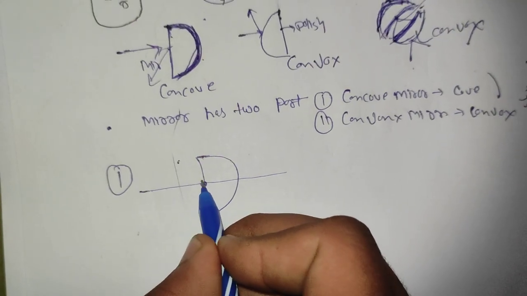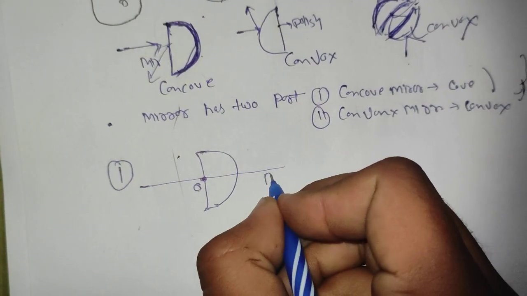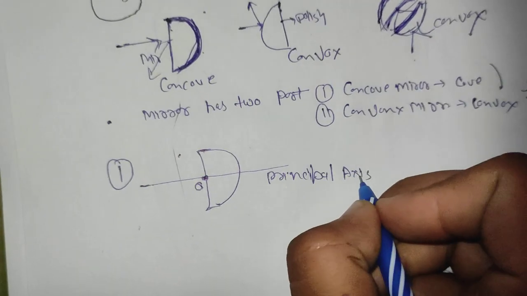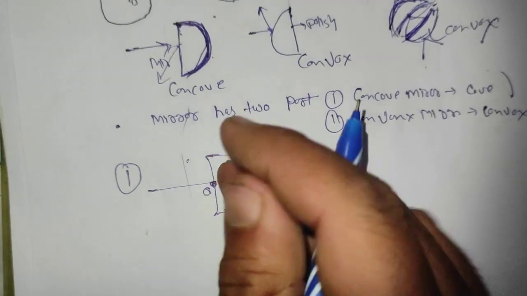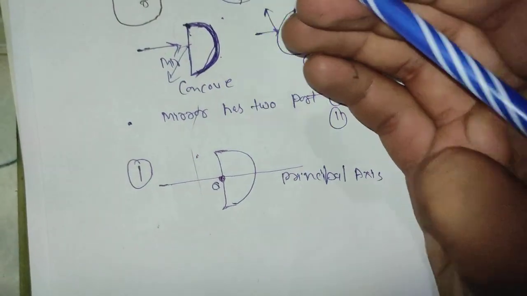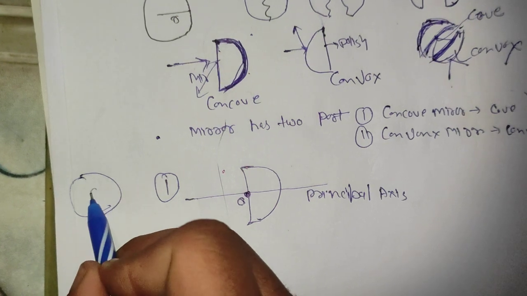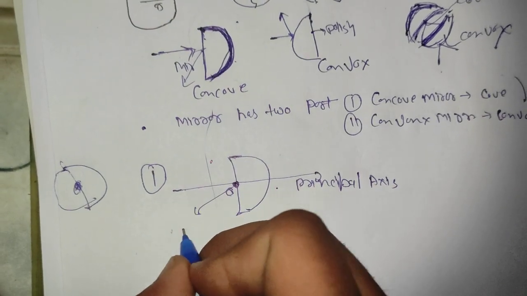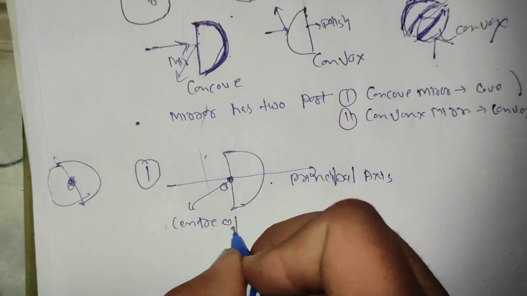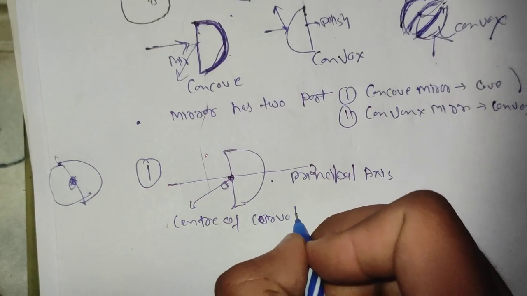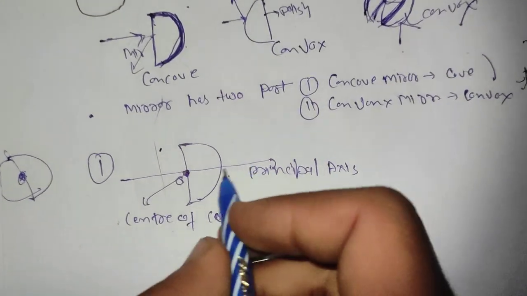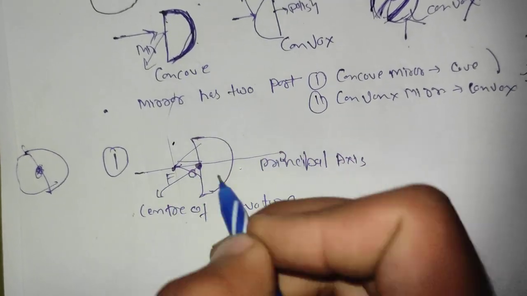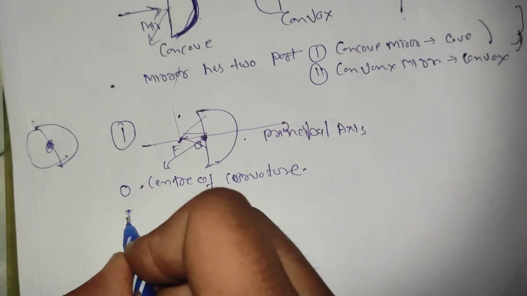This line, which passes through the middle point, say O, is called the principal axis. This point is called the center of curvature, because it is the center of the curve. This is the curvature, and the point which is the center of it is called the center of curvature. And the point F is called the focus; the distance from O to F is the focal length.